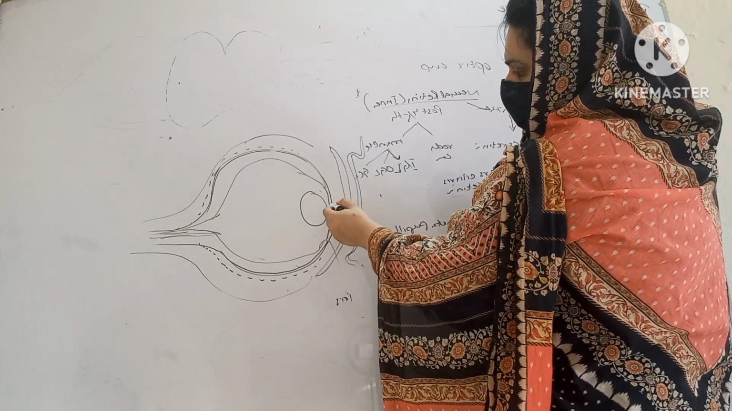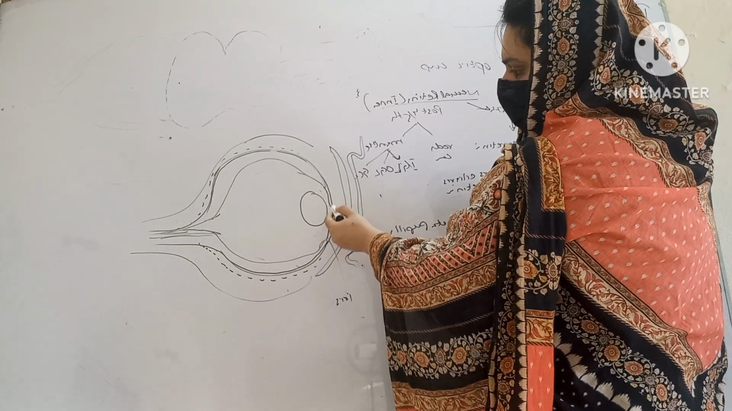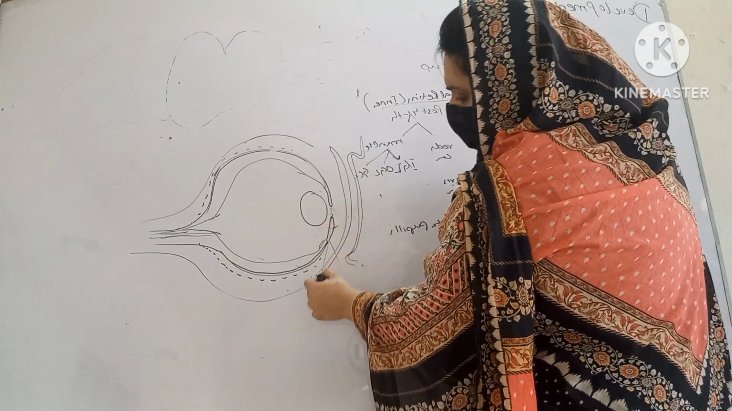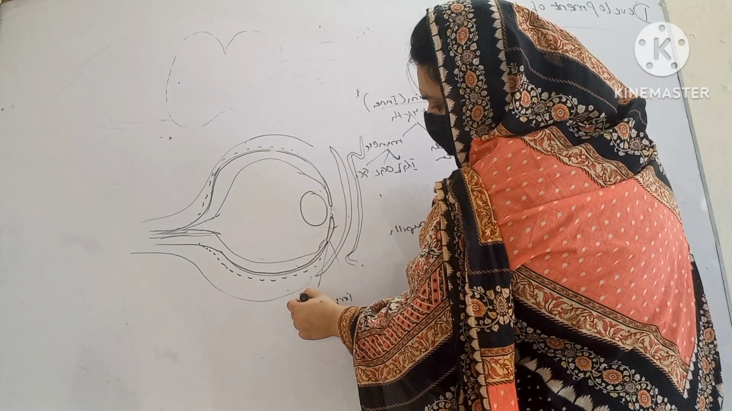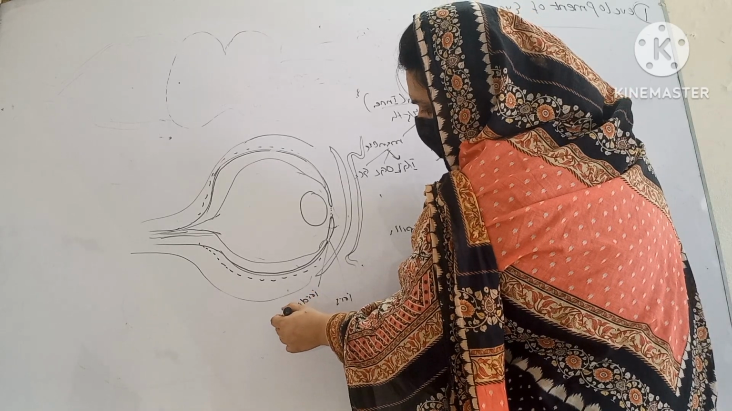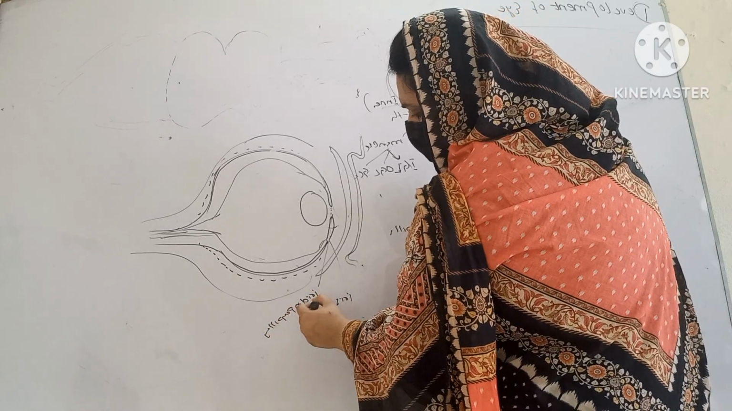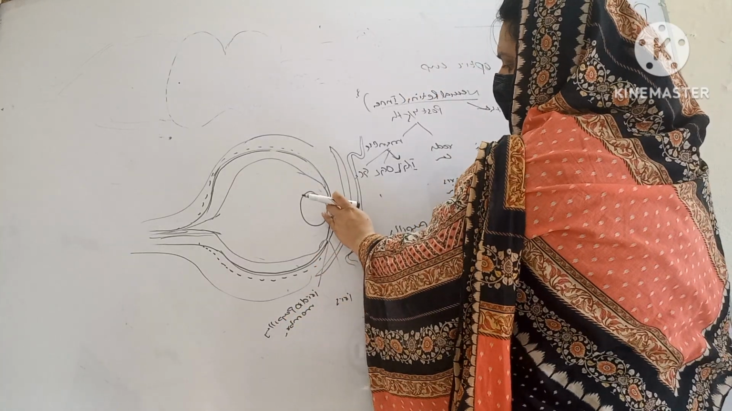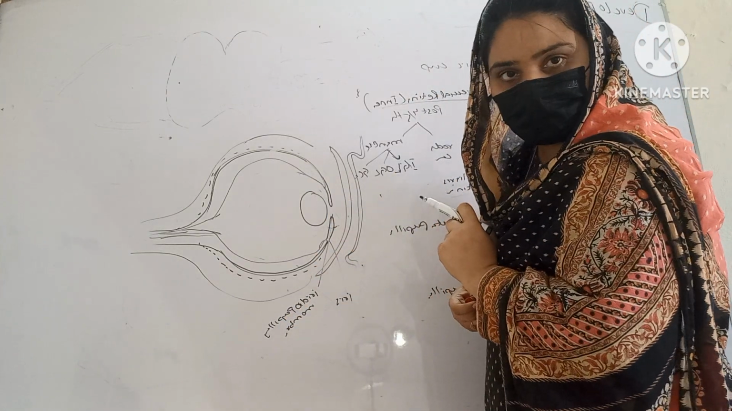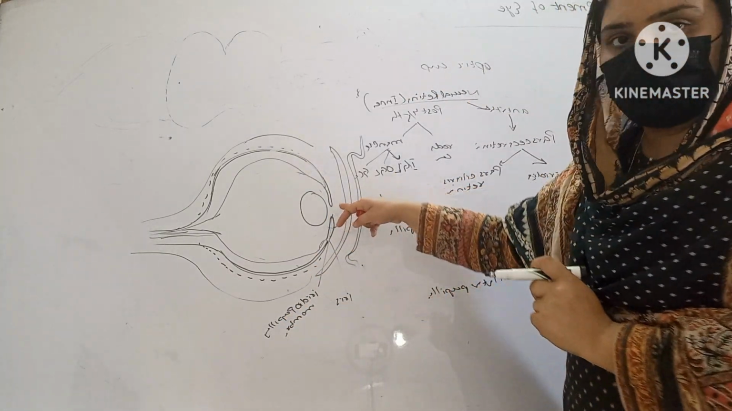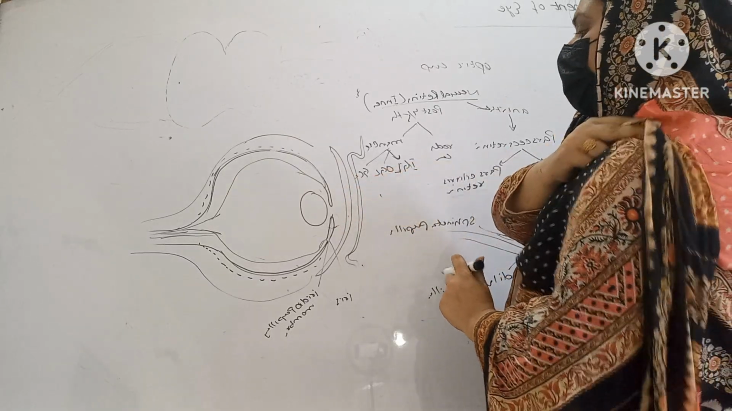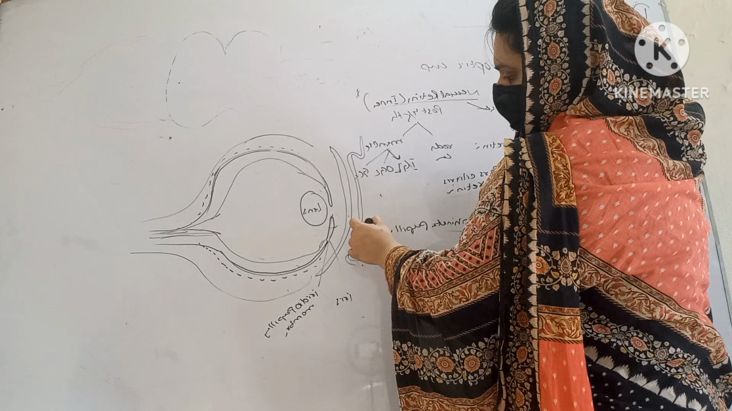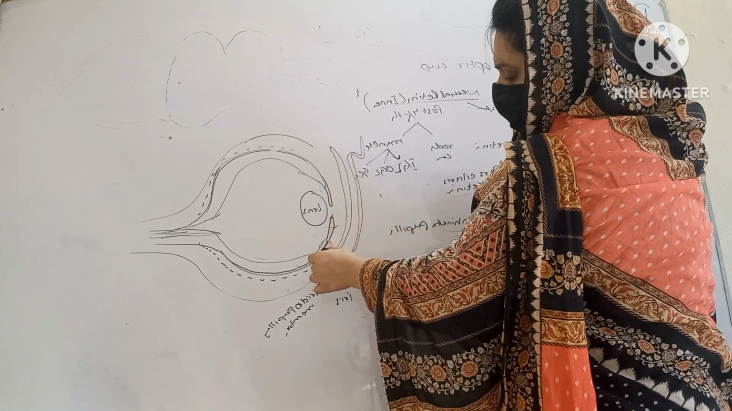Initially there is a development of a membrane between the iris and the pupil, which is known as the iridopupillary membrane. But later on in development, this membrane vanishes and only the pupil is left. So there will be the pupil within the iris. Now this is the lens, this is the surface ectoderm and this is the conjunctival sac.